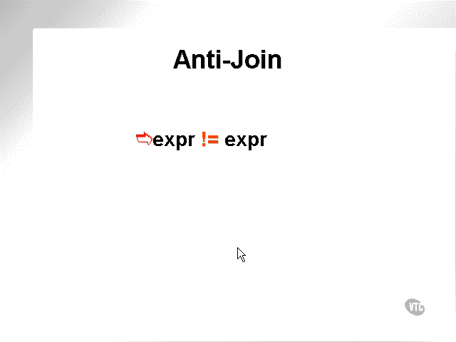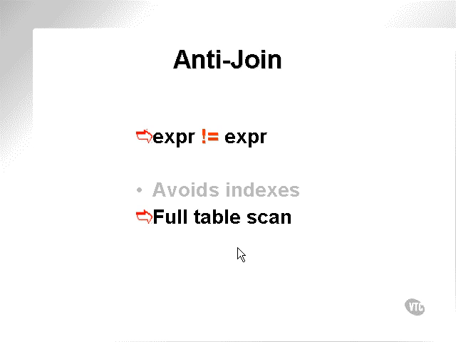An anti-join is a negative. What it's saying is, I only want to find rows that are not equal to something. The result of this is it does not use indexes, and it does a full table scan. If you've got small tables, no problem. If you've got a huge table with 1,000,000 rows, you could be finding one record and reading 1,000,000 rows. That's very bad for performance.